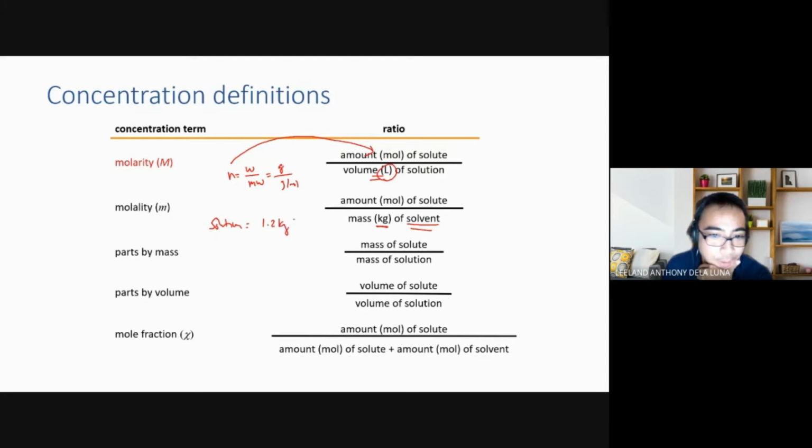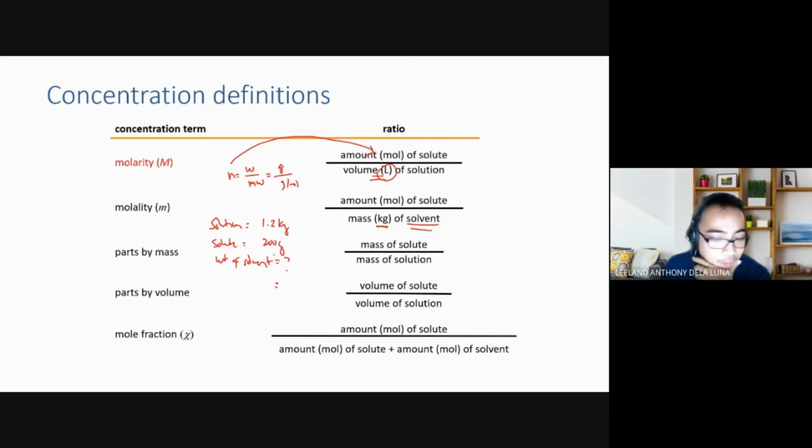1.2 kilograms, for example. Then my solute weighs 200 grams. So what is the weight of the solvent? Just looking at this, you can already tell the weight of our solvent. That will give you 1.2, so that's 1,200 grams.